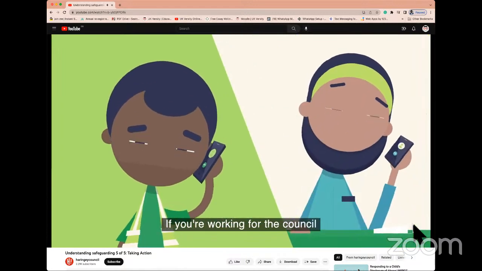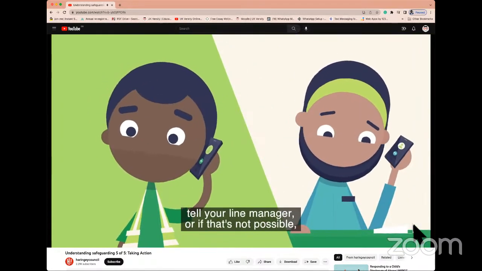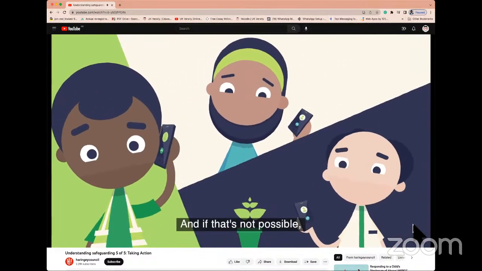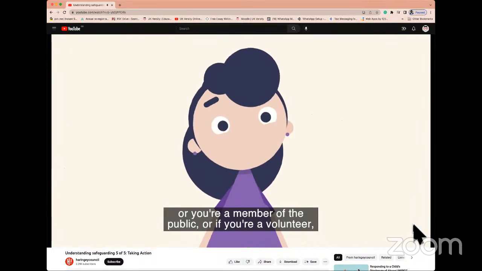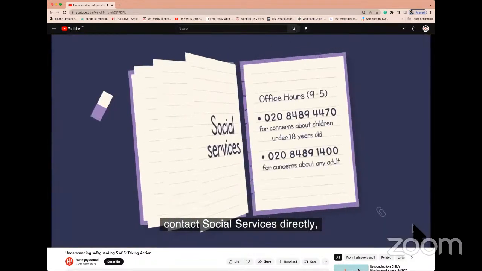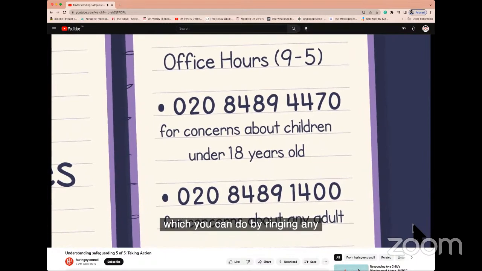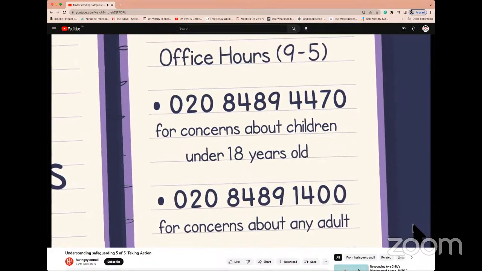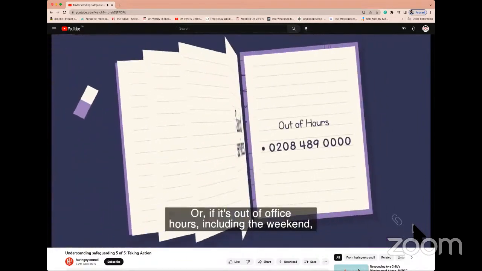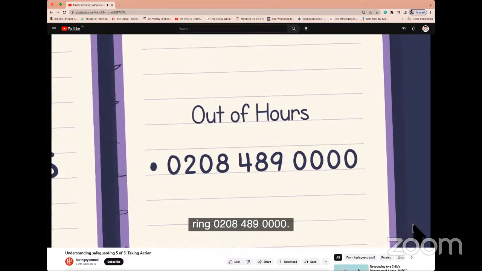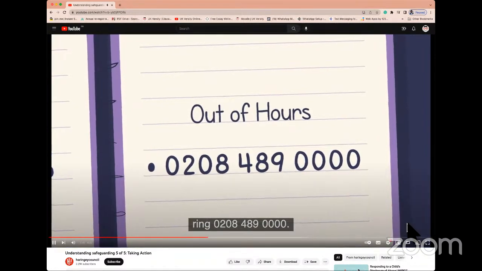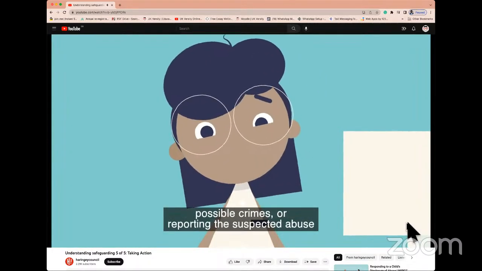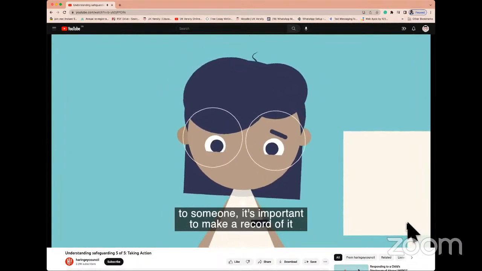If you're working with the council or any company in the borough, tell your line manager, or if that's not possible, tell your manager's manager. And if that's not possible, or you're a member of the public, or if you're a volunteer, contact social services directly, which you can do by ringing any of these numbers during office hours. Or if it's out of office hours, including the weekend, ring 0208 489 0000.